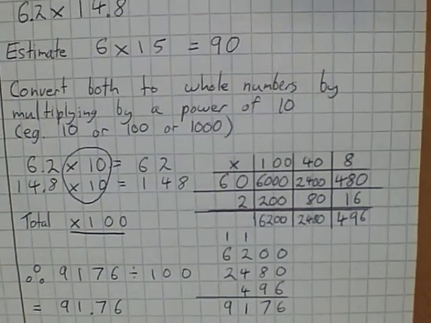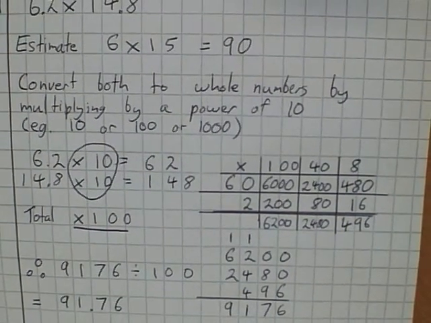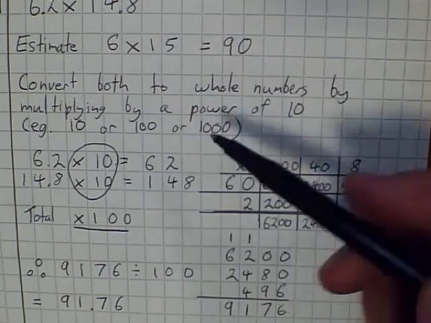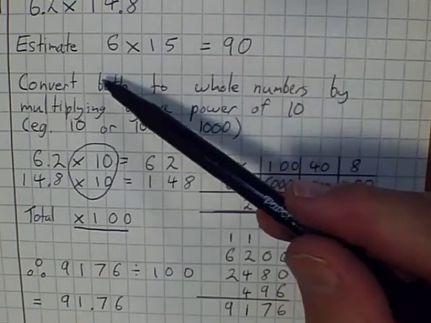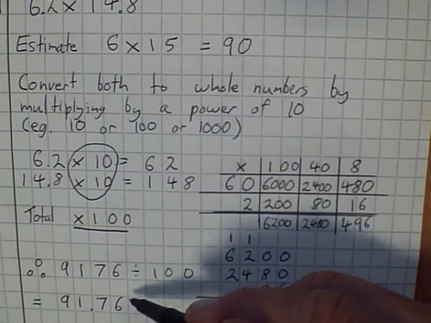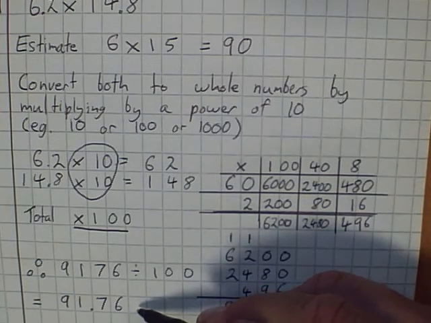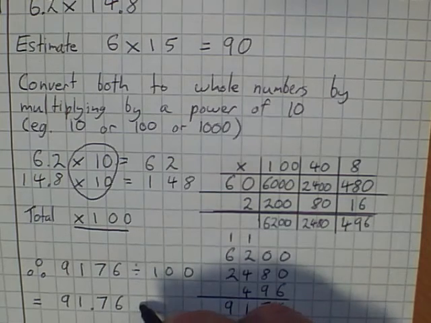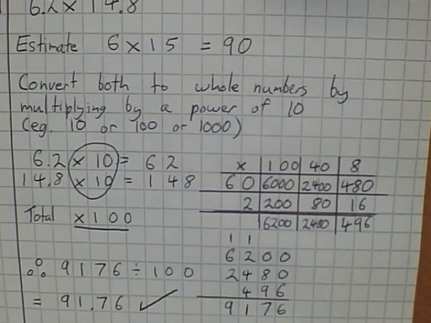I'm going to check that. Is that roughly correct? I'm going to check it by having a look at my estimate. 6 times 15 is about 90. Is it roughly in the region of 90, as in it's not close to 9 or 900? Yes. So I've checked it. That should be correct.